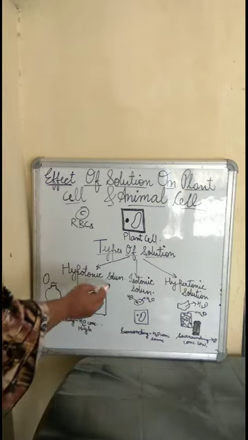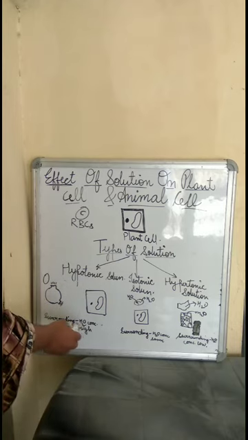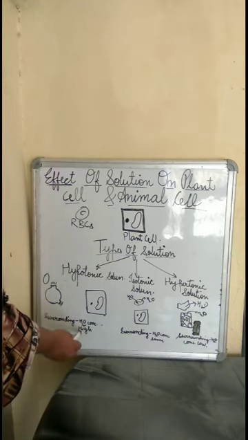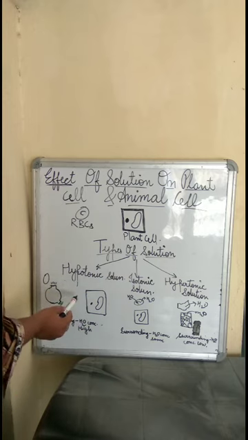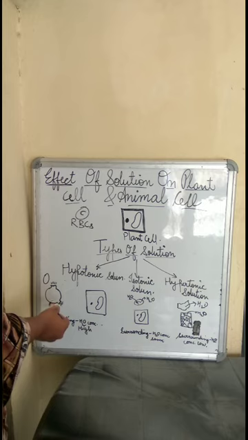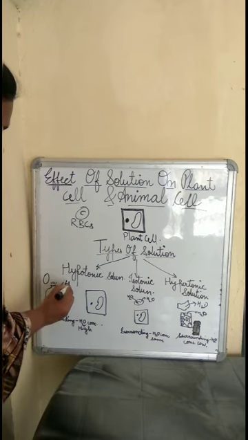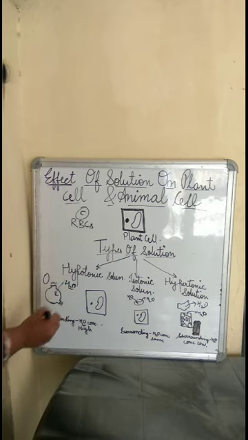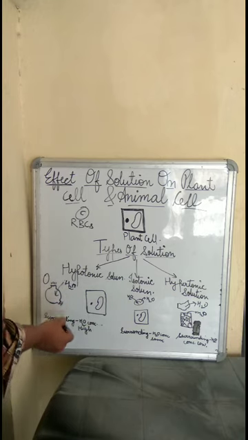So in a hypotonic solution, when a cell is placed inside the solution, the surrounding solution has high water concentration and low solute concentration as compared to the cell. So in a hypotonic solution, the cell has more solute and low water concentration. So water will go inside the cell and the cell will swell up and finally it will burst.